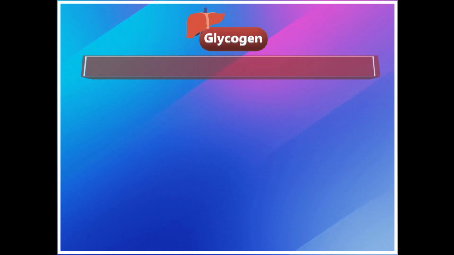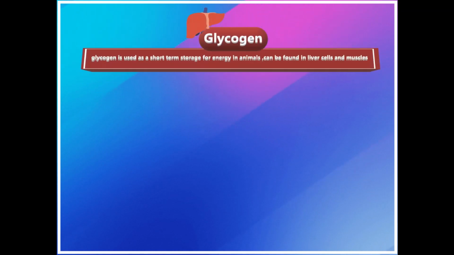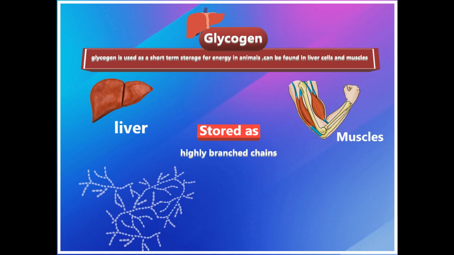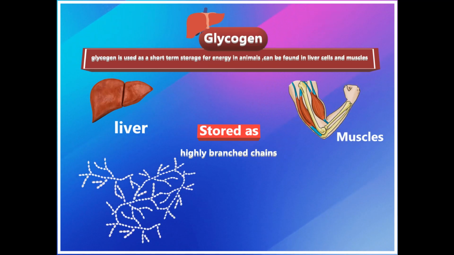Glycogen. Glycogen functions as a short-term energy storage for animals. It can be found in liver cells and muscle cells. It's also limited to 2000 kilocalories in the body. It's stored as highly branched chains. The chains themselves are made with 1 to 4 alpha glycosidic bonds, but the branches are made by 1 to 6 beta glycosidic bonds. They are highly mobile glucose.